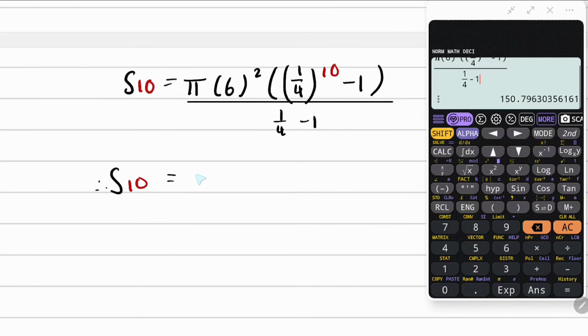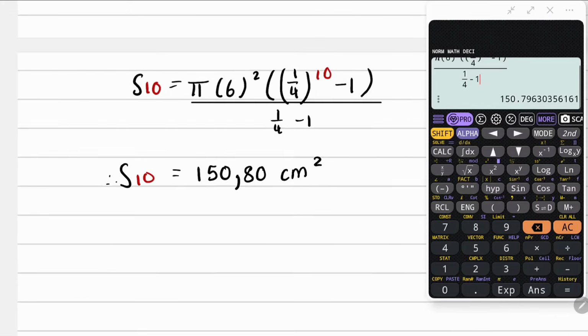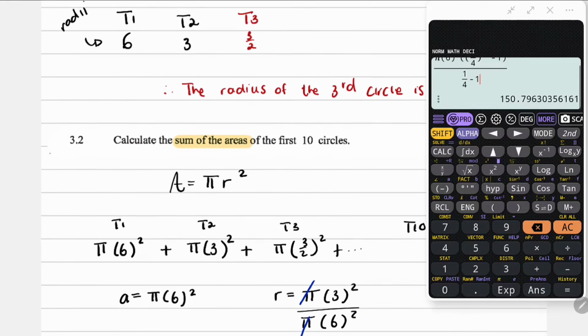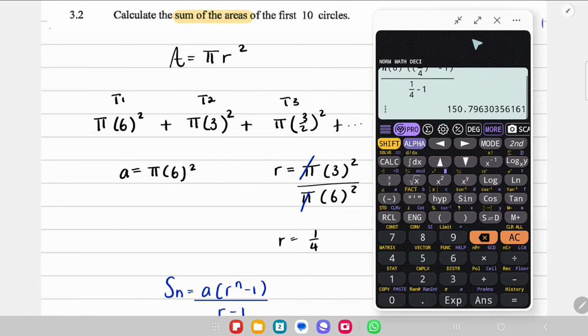And we get a decimal, which is understandable because it's the area and these radii start becoming fractions. Here we have 150 point and we're going to round off to 2 decimal places. You see that 6 is going to round up and cause the 9 to become a 1, so that rounds the 7 up to 8. So we can leave it as 80. And this is the area, so we leave it as centimeters squared. That would be the sum of those 10 circles. Okay, that is it for 3.2.